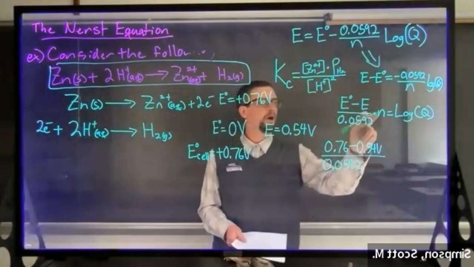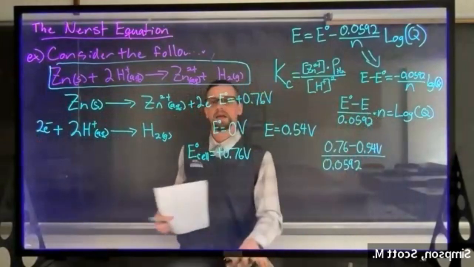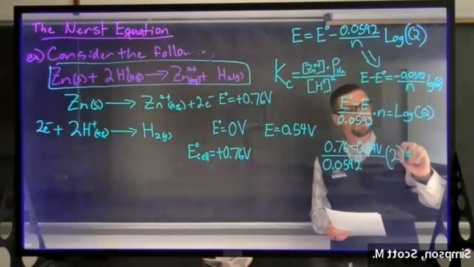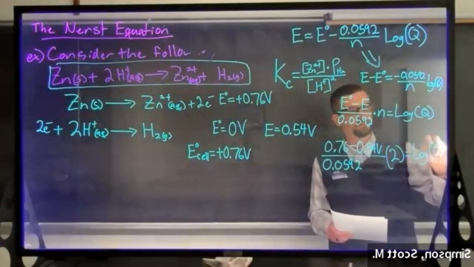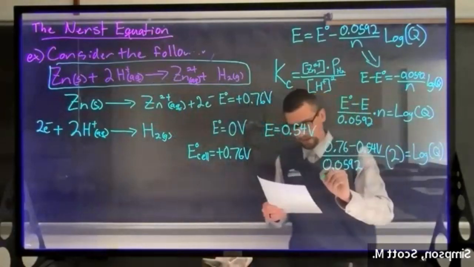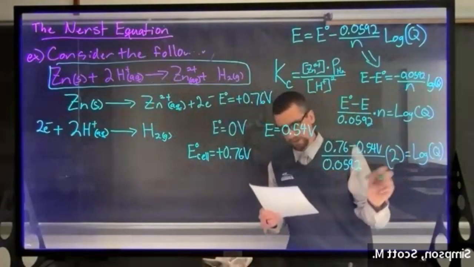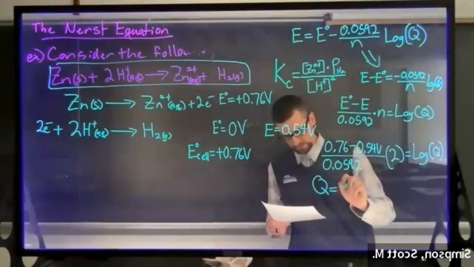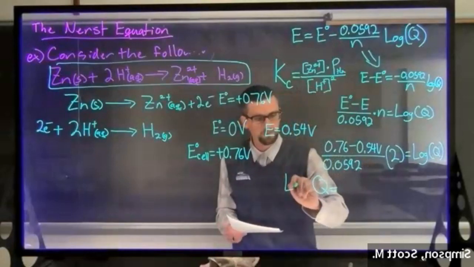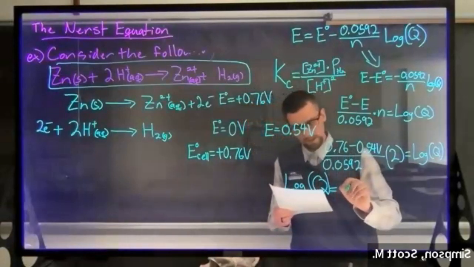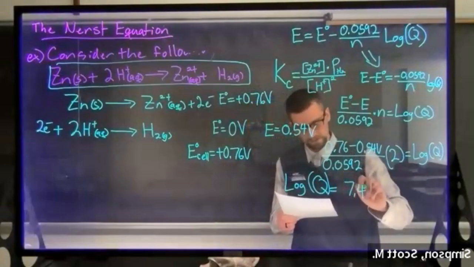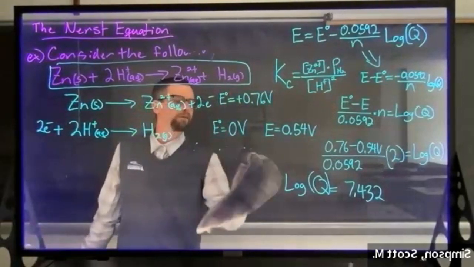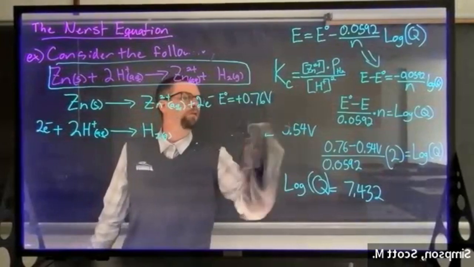0.0592. And then our n is the number of electrons transferred. In this case, it's 2. So times 2 is equal to log of Q. Now, if we solve for that, manipulating everything through, Q ends up being, actually, we'll do the log of Q. Log of Q ends up being 7.432. Okay. So now what we have to do is we have to do the anti-log to solve for Q.